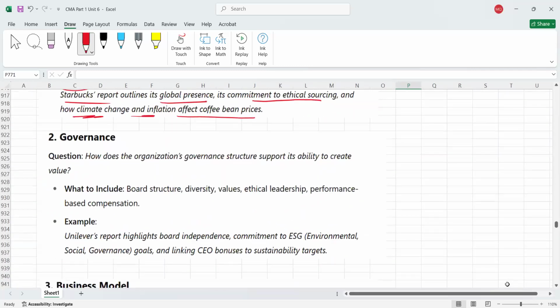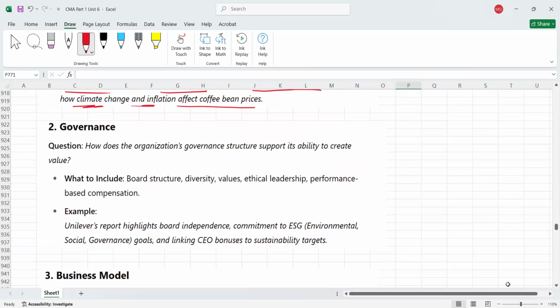So the second section of the integrated reporting is governance. Governance, you know, guys, it is a process, corporate governance. It's about corporate governance. Here these questions you will answer: how does the organization's governance structure support its ability to create value? Like organizational governance structure we are talking about. This is the question which we need to explain in simple words.